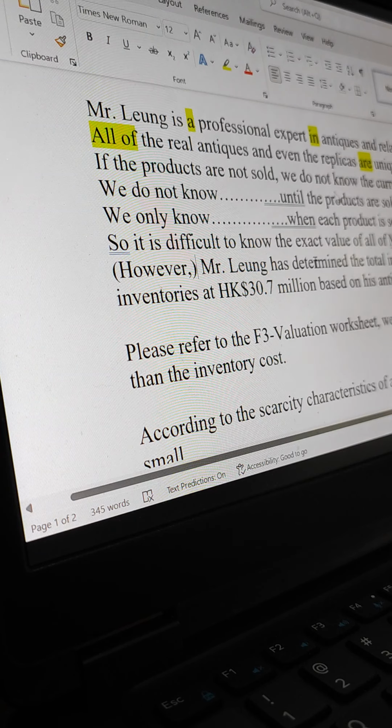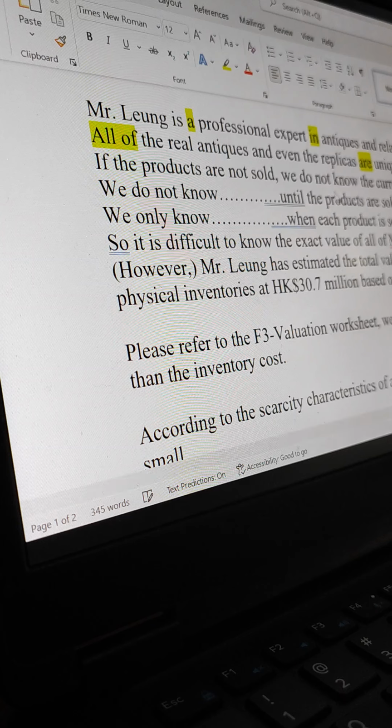maybe determined is not right. Do you mean estimated? Estimated, yeah. Total inventory valuation. Is that right? Valuation? I think you could say the total value of his inventory. Yes, I think you are correct. Yeah.